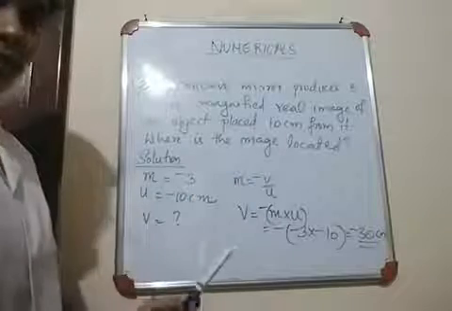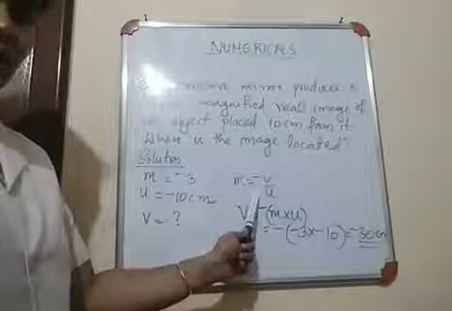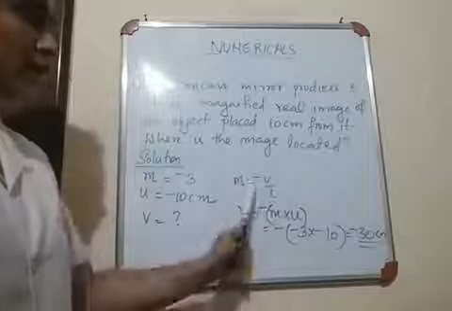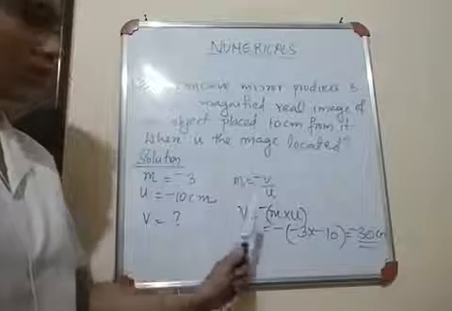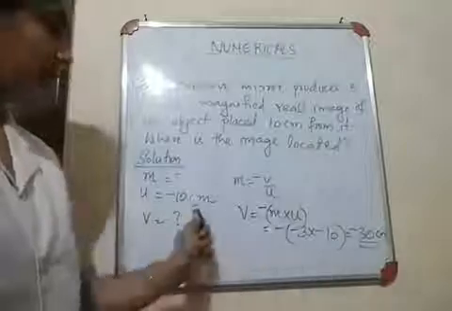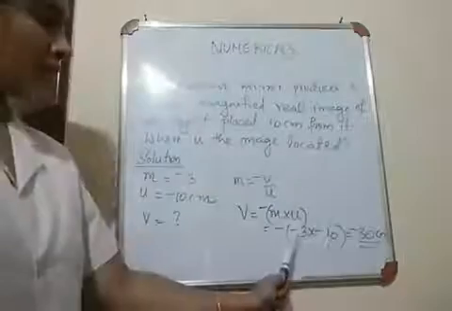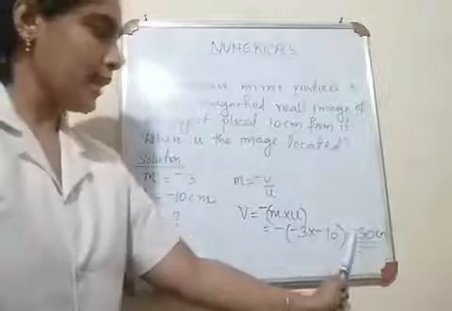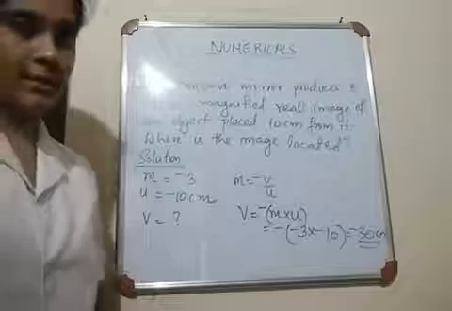Where is the image located? You need to find out v. So m, u and v. This is the equation: m is equal to minus v by u. And you need to find out v. Therefore v is equal to minus m into u. Cross multiply. Also put this minus sign here. So minus of, what is m? m is minus 3 into u. What is u? Minus 10. So minus 3 into minus 10 is 30, and we have this minus sign outside. So you will get minus 30 centimeter. So this is v, minus 30 centimeter.